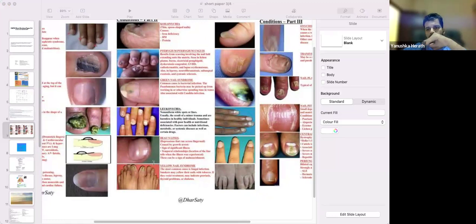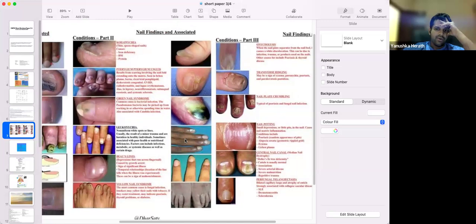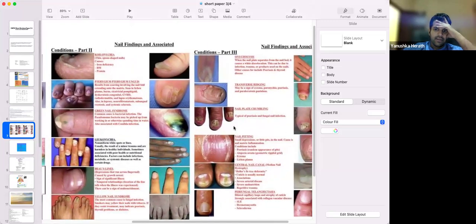Koilonychia, with this spoon-shaped fingers, චූටි කාලේ ඉඳන් දන්නේවා. So iron deficiency anemia. Nail pitting in psoriasis. In psoriasis you can get subungual hyperkeratosis, tumbler pitting, and onycholysis. Onycholysis and CLCD generally don't go together. Onycholysis occurs in thyroid conditions and psoriasis, these are the two conditions.